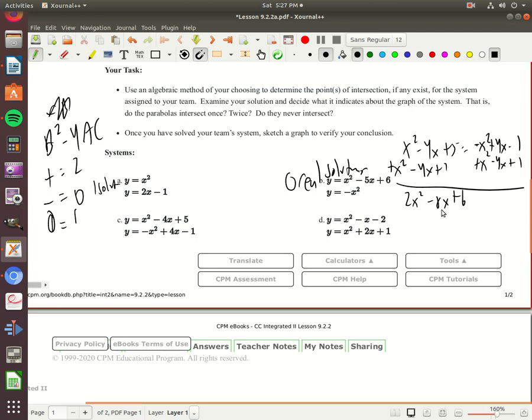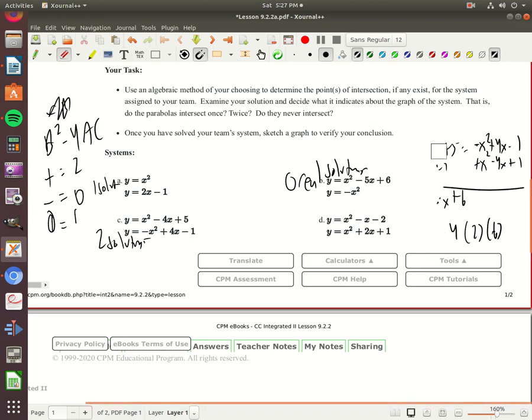So b squared is positive 64 minus 4 times a times c. I'm definitely going to get a positive here. 4 times 2 is 8 times 6 is 48, so I get a positive 16. So this must have two solutions because it ended up being positive.